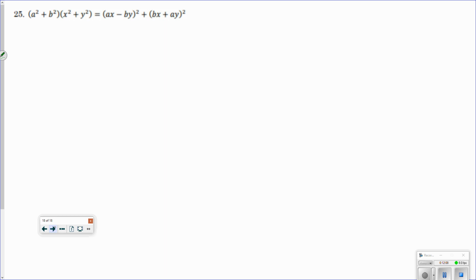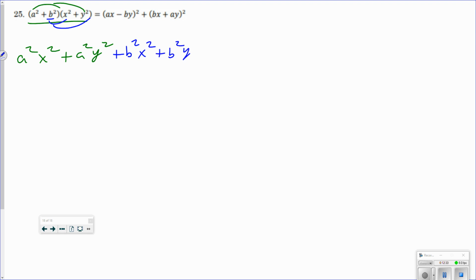All right, last problem is that we need to verify its identity. So all you ever have to do is expand everything out. On the left side, I'm going to expand that out, distribute the a squared in. You get a squared x squared plus a squared y squared, and do the same thing for the b squared, distribute that in. You get a positive b squared x squared plus b squared y squared.